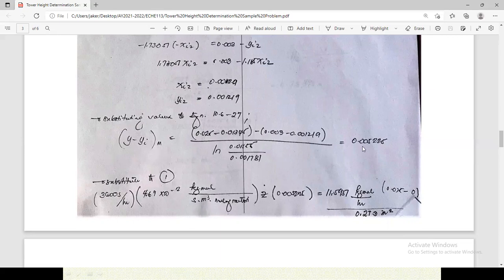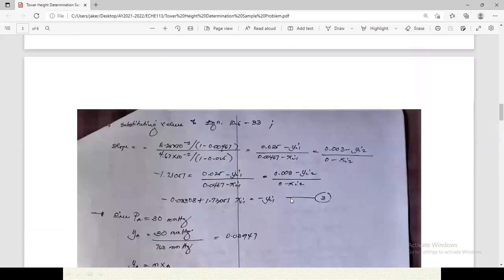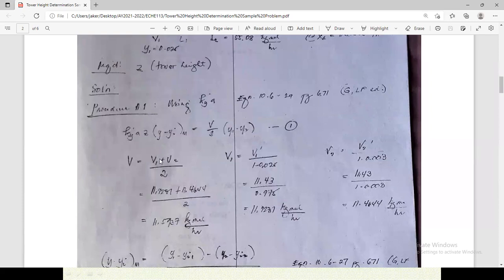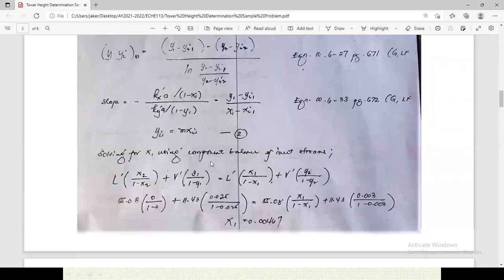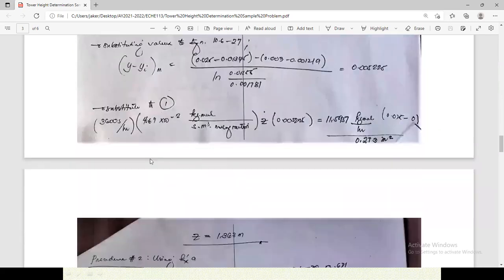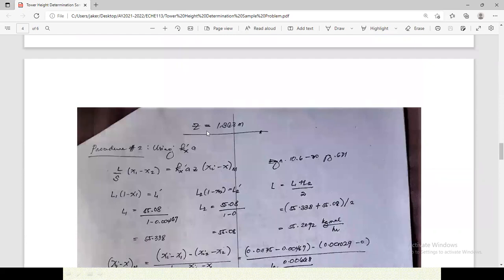So we have this now. Since this is the last information we need, if we substitute it in here, in our original equation, the original equation is this one. We will solve for the z. Be able to solve for the tower height, which is 1.363.